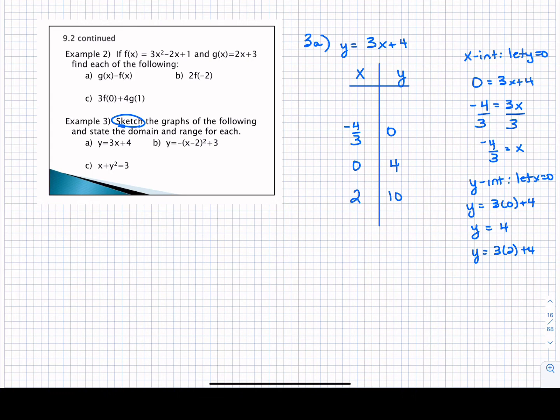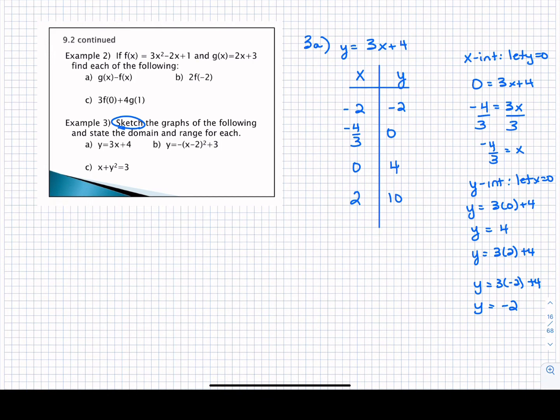And I might pick negative 2 just to round things out as well. So if x is negative 2, then we'll have y equals 3 times negative 2 plus 4. So y will equal, in this case, negative 6 plus 4, or negative 2. When x is negative 2, y is negative 2. Now we have sufficient points in order to graph this function.